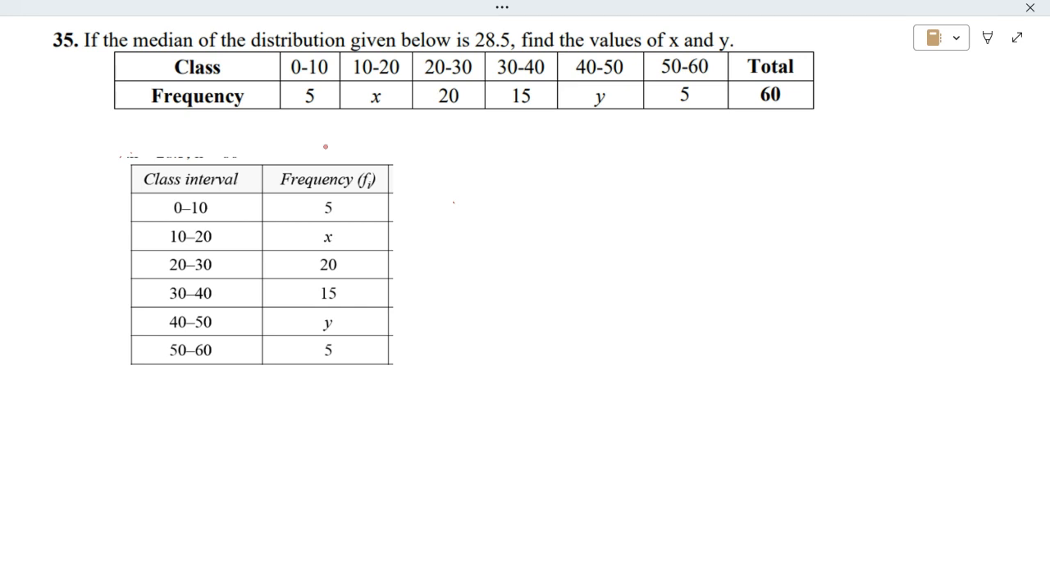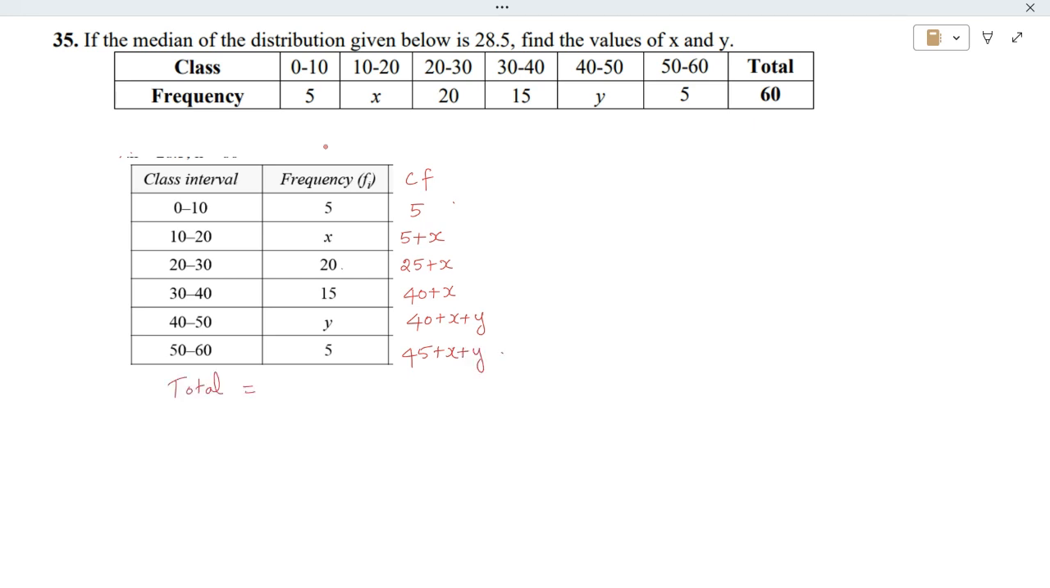So in order to find the missing frequency, I need to find the cumulative frequency. So cumulative frequency, the first you write as it is. Now add the next value. So 5 and x added to get 5 plus x. Next will be 20 plus 5 plus x, which is 25 plus x, and add the next value. It is going to be 40 plus x, and next add y to it. So 40 plus x plus y, and the next value will be 45 plus x plus y.